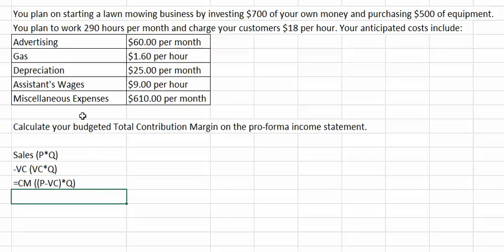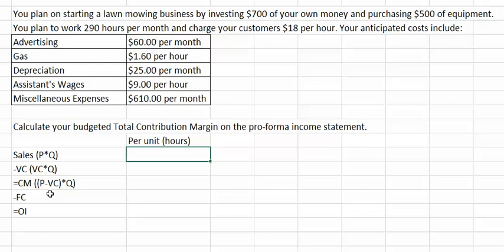The contribution margin is an important subtotal. It tells you how much each additional unit or hour adds to covering your fixed costs. And once you've covered your fixed cost, that adds to your operating income. So in this case, the per unit and the unit here are hours. The sales price is the $18, which you can see up here. The variable costs we have to look at.